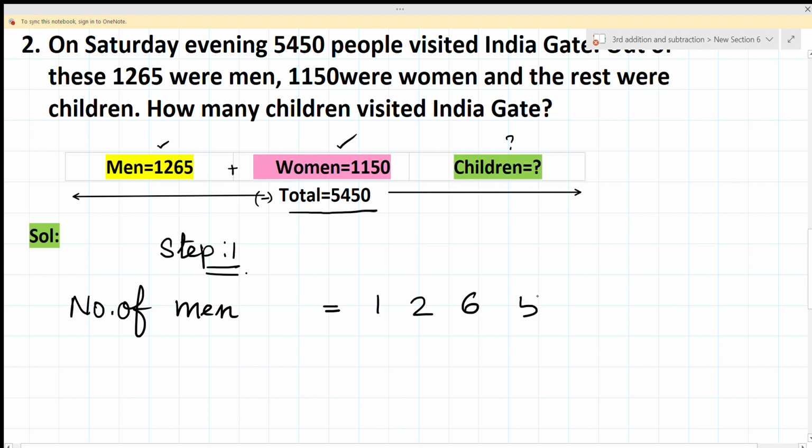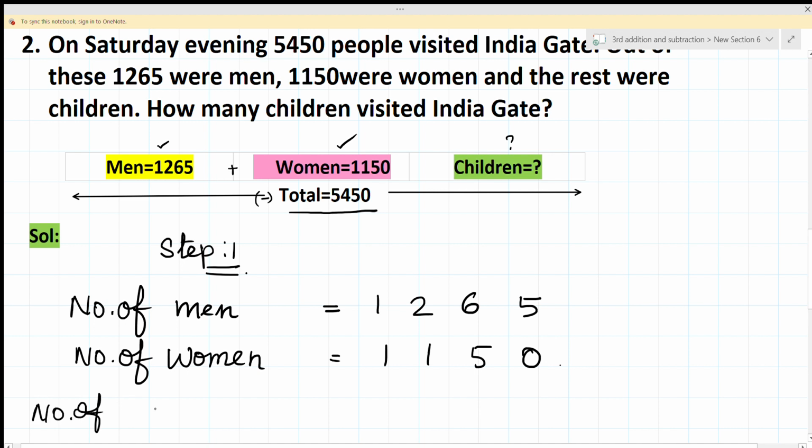1265. And the number of women is 1150. Now we are going to find the number of men and women. To combine this, we are going to add.